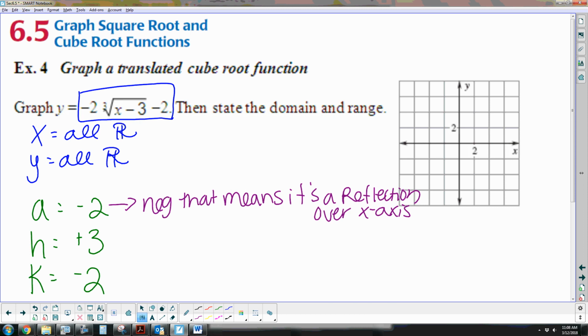And by reflection, I mean reflection of the cubed root of x function. So it's negative, so it's going to be a reflection of that cubed root of x function. Secondly, because the absolute value of 2 is greater than or equal to 1, that means that it's going to be a vertical stretch.